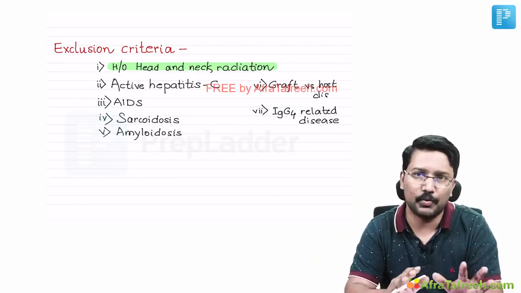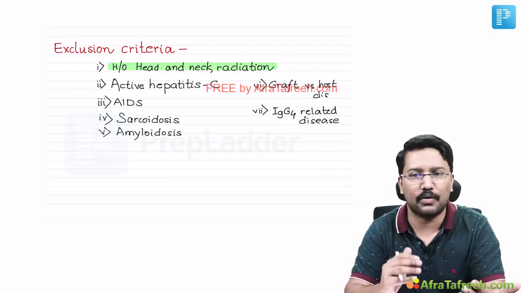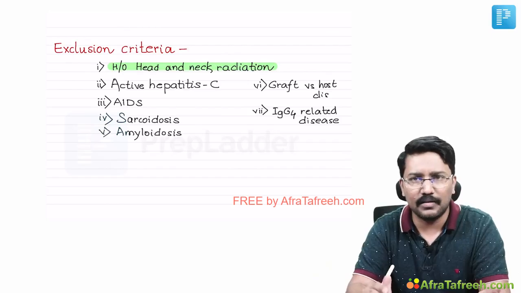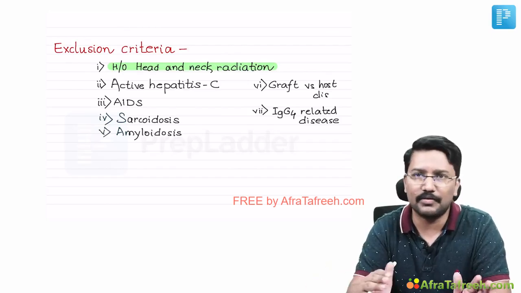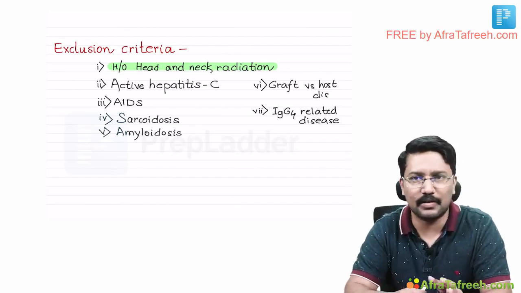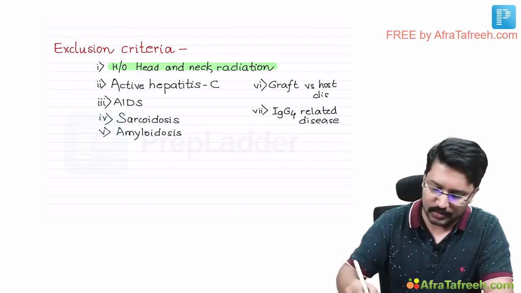So if there is exposure, that patient has been treated in the past for head and neck malignancy or whatever indication, he has received radiation, then that is an exclusion criteria. So we exclude the case from the classification. We don't call that case, or we don't classify that case as Sjogren's syndrome.